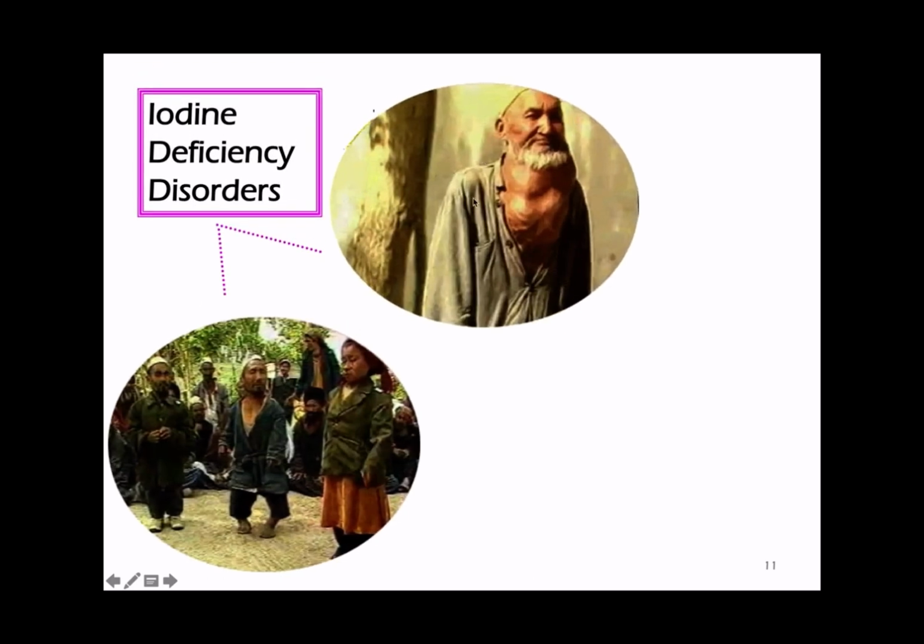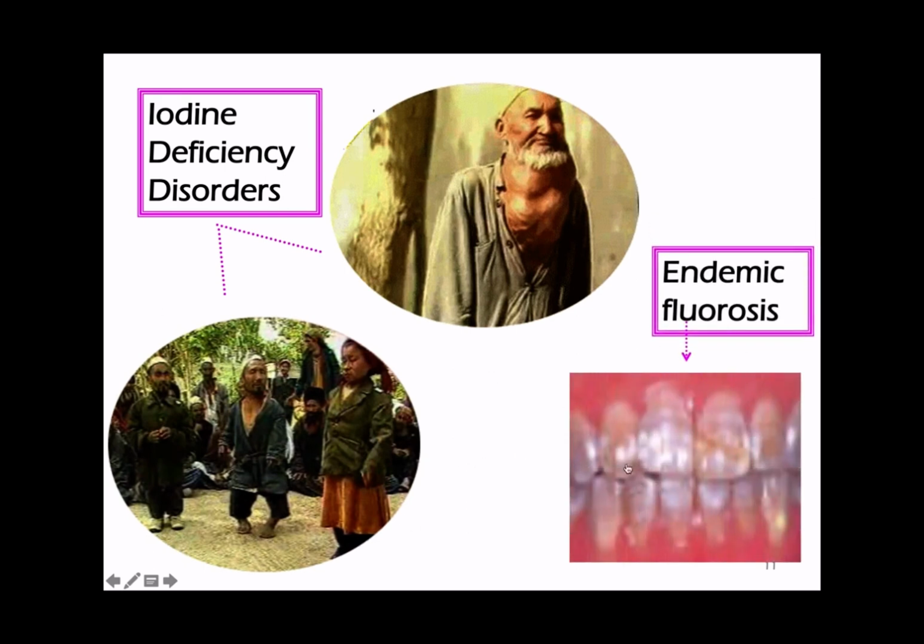Iodine deficiency disorders have two main types of symptoms. The first one is goiter, which is the enlarged thyroid, and the other one is cretinism. Endemic fluorosis can be found in teeth and also in the skeleton.